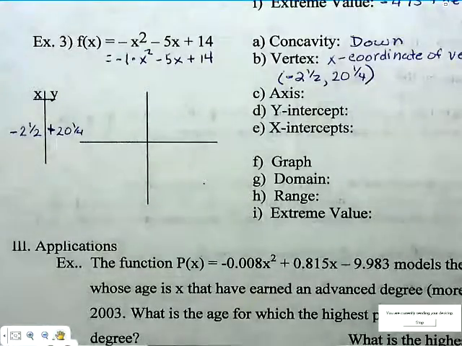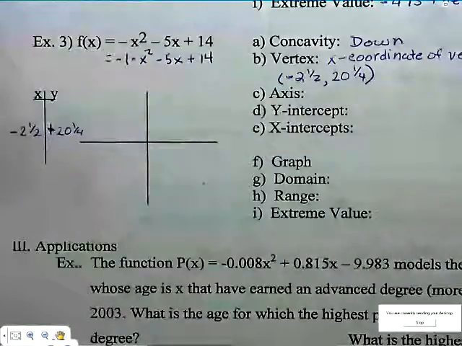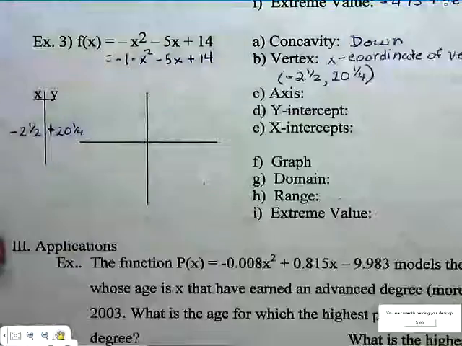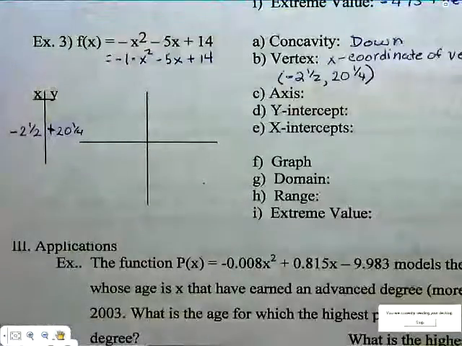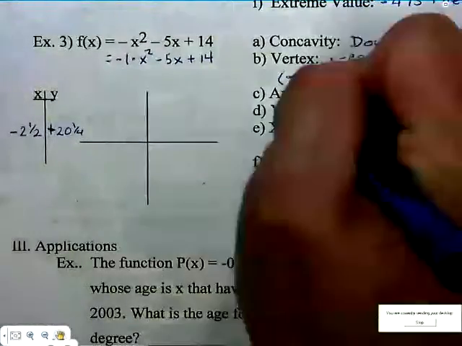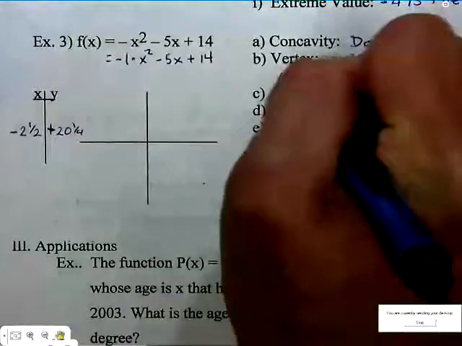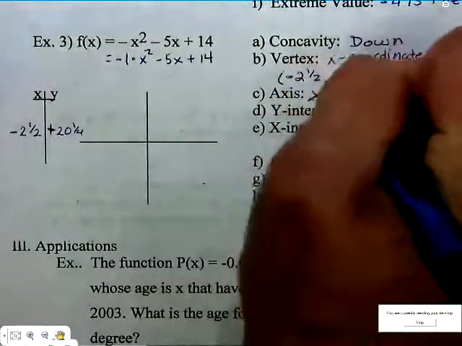What is the axis of symmetry for this parabola? It's got to be a vertical line, so it starts x equals, and it goes through the vertex, so x equals -2.5.